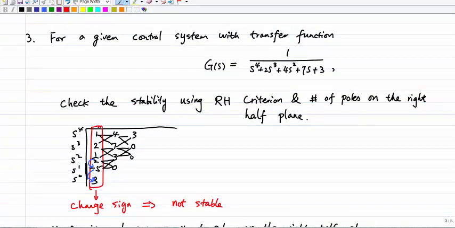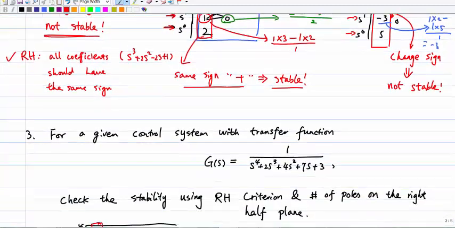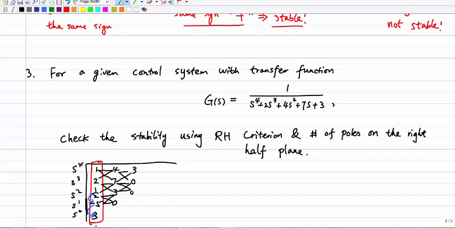Let's go back to the example. The steps are pretty similar to the previous one. This is just a little bit more complex because the highest power is four. So again, I'm going to put the horizontal line and vertical line over here. Right up on the left of the horizontal line, I start with the highest power I have from the denominator, which is s to the fourth. Then reduce the power by one and go down one row. So I have s fourth, s three, s two, s one, s zero.